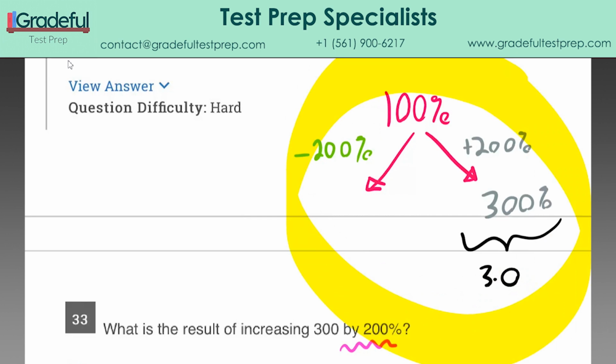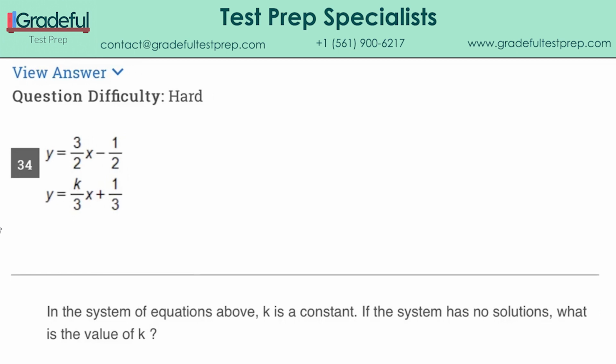So this demonstration here in yellow is basically telling us that to increase 300 by 200%, that's the same as multiplying 300 by 3.0, which will give us 900, and that's our answer for number 33. Going over to question number 34 now, we know that this system has no solutions. We also know that these are both lines, and that's because x and y are to the first power. So you need to know that when x and y are to the first power, you're dealing with a line.